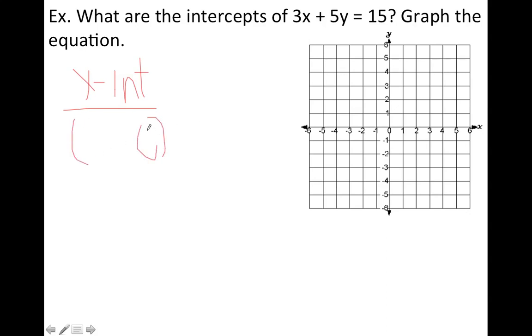So our y value will be 0, and that means we would plug in 0 wherever we see y in our equation. So we plug in 0 here, we'd be left with 3x equals 15, and then we have to get x all by itself, so we would divide both sides by 3, and we would get 5. So our x-intercept is 5, 0, so we plot our point at 5, 0, and then move on to our y-intercept.